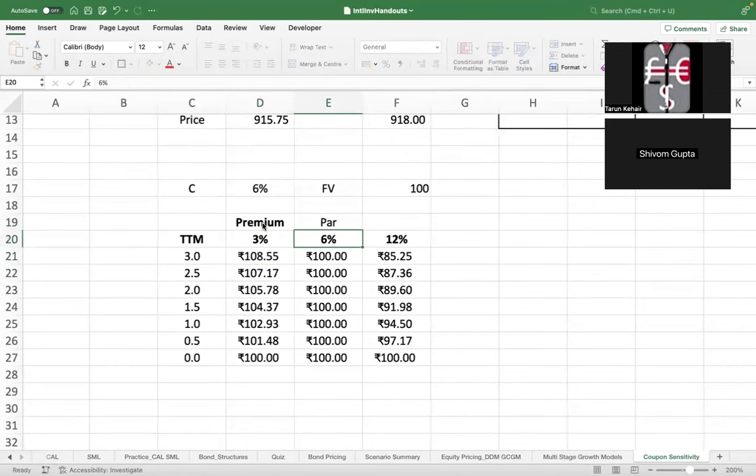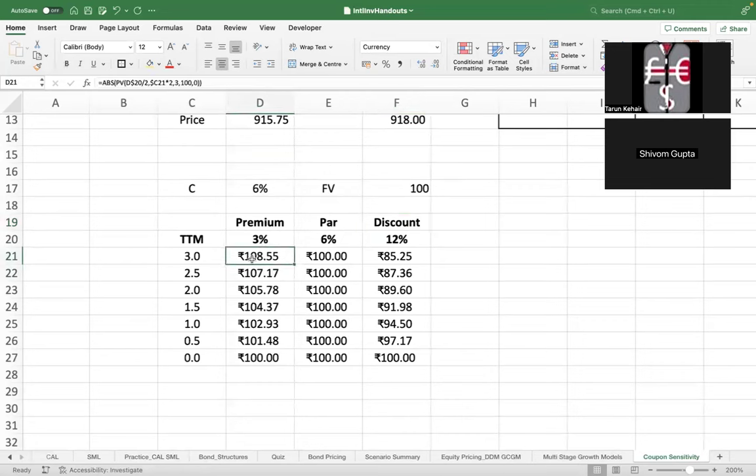So this is a premium bond, and you can see that the prices were at a premium to par value. This one is a par bond. The coupon is equal to yield, and this one is a discount bond because it has a higher yield compared to the coupon. For this premium bond, look at the prices: they start from 108.55 and come down slowly to 100, which is the par value. Par bonds remain at 100, and the discount bonds' prices start from 85 and move upwards to 100.